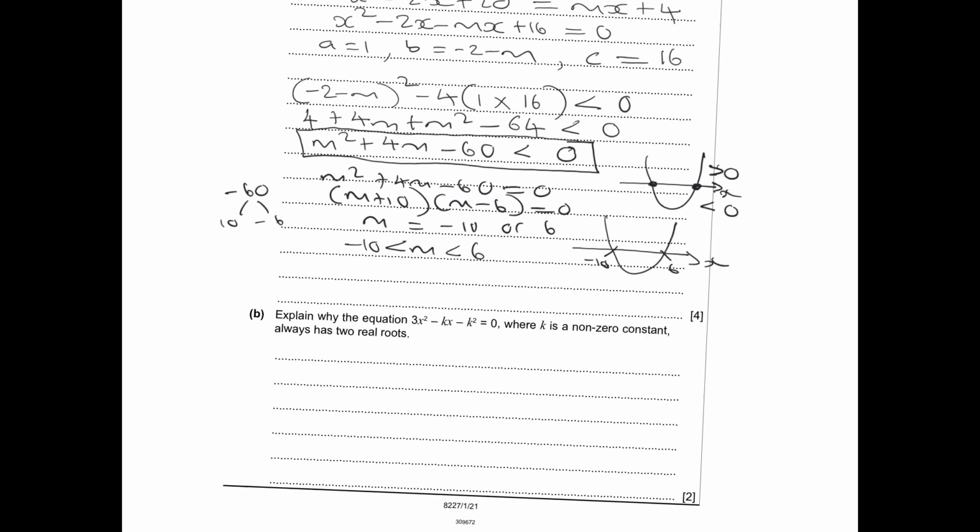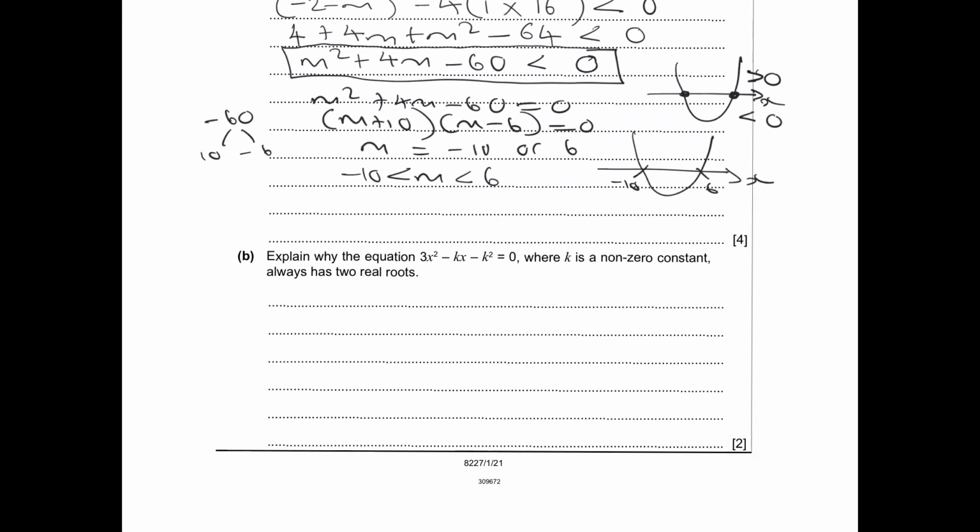All right, now moving on to b, they are saying explain why the equation 3x squared minus kx minus k squared is equal to 0, where k is a non-zero constant, always has 2 real roots. Now, what it basically means is that if we have 2 real roots, remember the topic of nature of roots is basically about the discriminant that we can extract from a quadratic equation. So there is the quadratic equation that we are having.